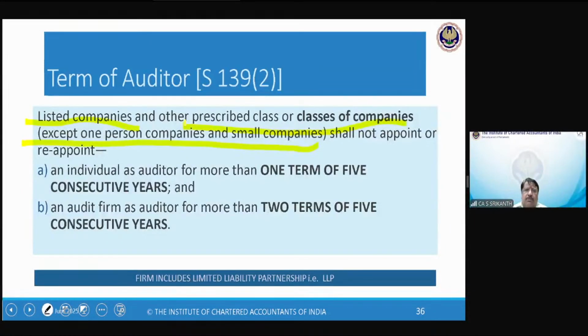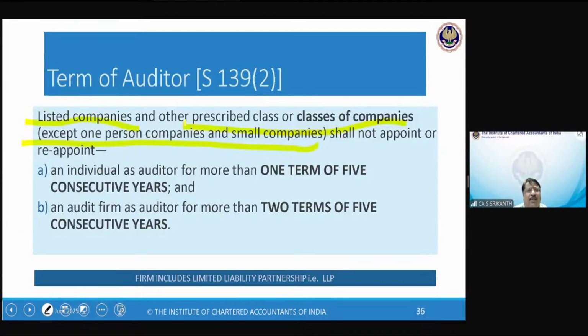Okay. This is for listed companies and certain prescribed companies. One-person company, no rotation. Small company, no rotation. Also, if you are not coming in the prescribed class, no rotation. Sir, I'm not a small company, should I have rotation? I'm not listed also. I'm not small also. Then check if you are coming in that prescribed class. Otherwise, you are not. Okay. Got it? If you are a small company, go. If you are a one-person company, go. Okay.